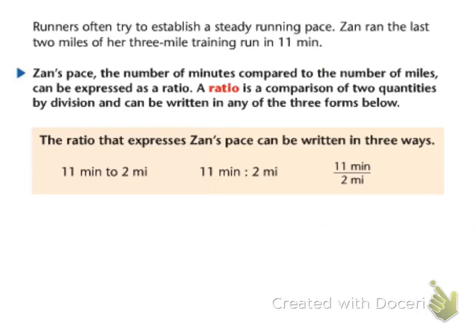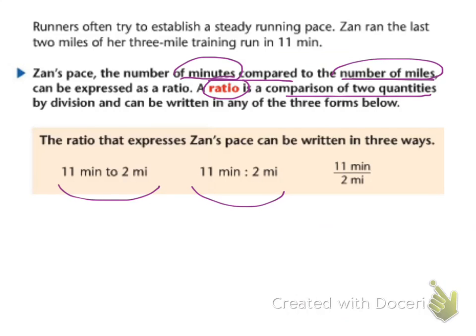Okay, so Zan's pace, which is really the number of minutes compared to the number of miles, can be expressed as a ratio. So remember I said a ratio is when you compare two things, in this case two quantities. So the two things we're comparing are minutes she ran to number of miles she ran. So look at the three different ways down here that we can write Zan's pace as a ratio. With the word to, with the colon, and as a fraction. Again, this is probably what we'll use the most. So that's a ratio, comparing two things.